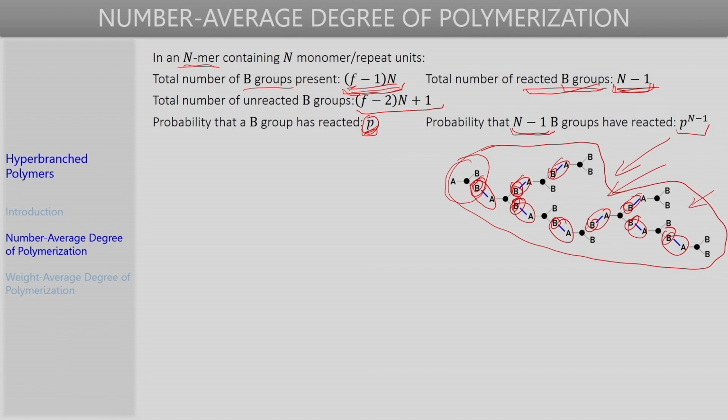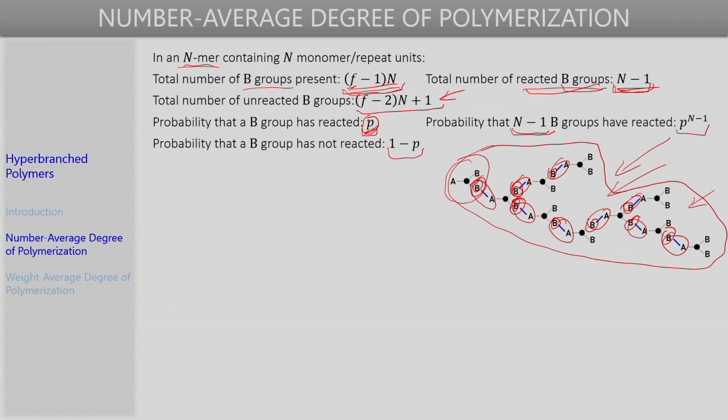Similarly, the number of B groups that have not reacted is given by this number here, and the probability that a B group has not reacted is given just by 1 minus P. The probability that a B group has reacted is P, so 1 minus P will just represent the probability that a certain B group has not reacted. So, again the total number of unreacted B groups is (F minus 2) times n plus 1, and for a given N-mer, what we see is that it should contain n minus 1 reacted B groups and (F minus 2) times n plus 1 unreacted B groups.